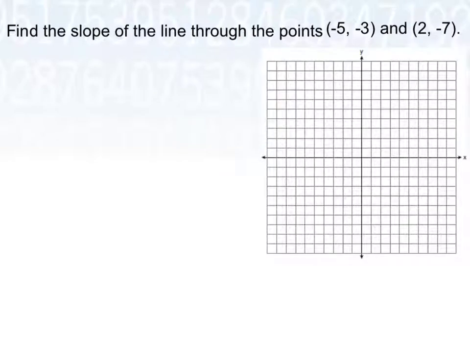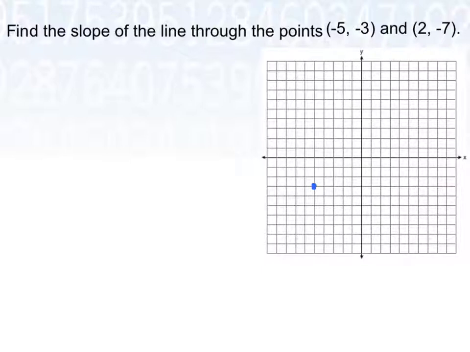I'll first plot the first ordered pair, (-5, -3). If I'm going to plot (-5, -3), I'm going to start from the origin and move 5 to the left and 3 down. So 5 to the left and 3 down. That would leave you a marking right about here.